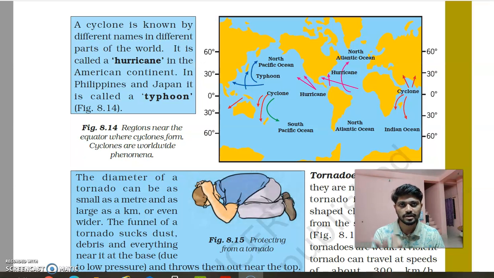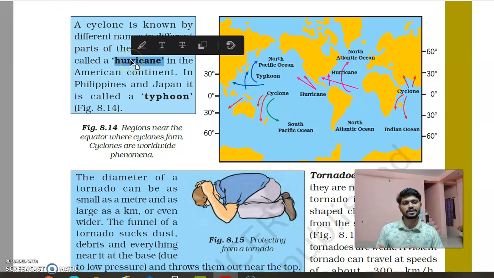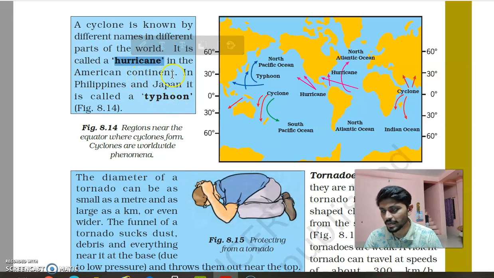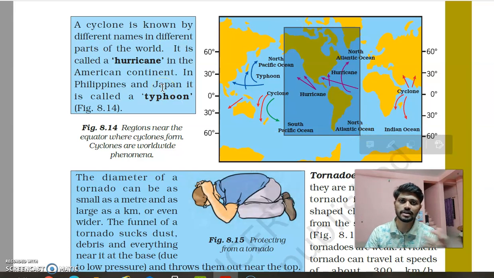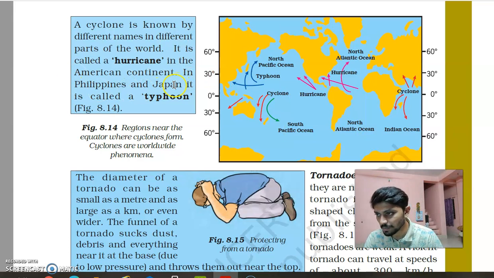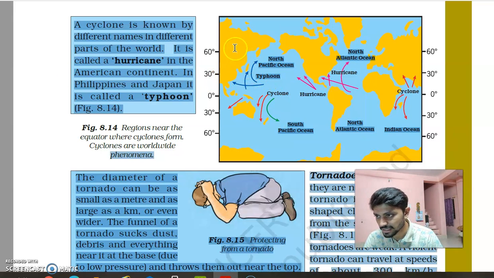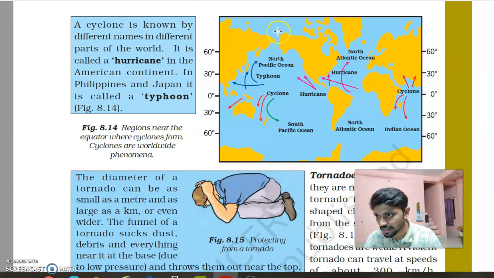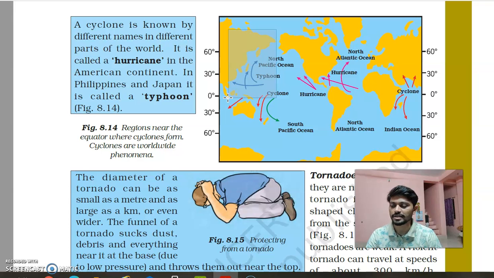Now we have a few important keywords coming up related to the cyclone. Some parts of the world call a cyclone a hurricane. Some parts call it a typhoon. Especially in the American continent, North America and South America, the cyclone is known as a hurricane. In the Japanese region, this is a Japanese portion. So in this region, they use the term typhoon for cyclone.